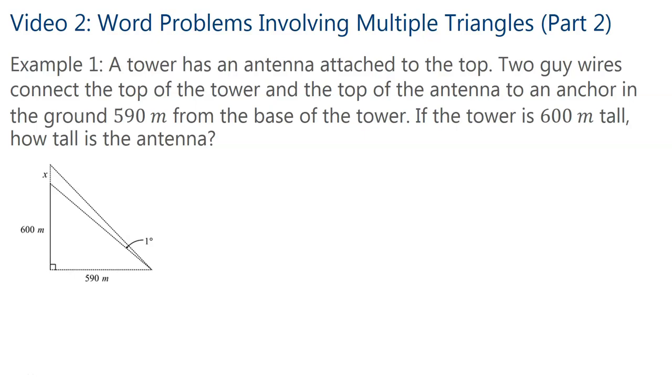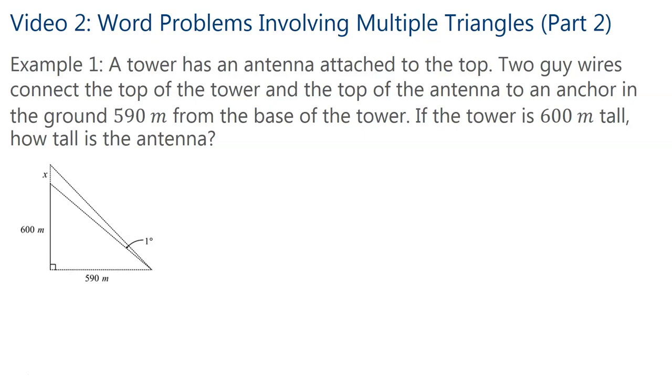So example 1. A tower has an antenna attached to the top. Two guide wires connect the top of the tower and the top of the antenna to an anchor in the ground 590 meters from the base of the tower. If the tower is 600 meters tall, how tall is the antenna?